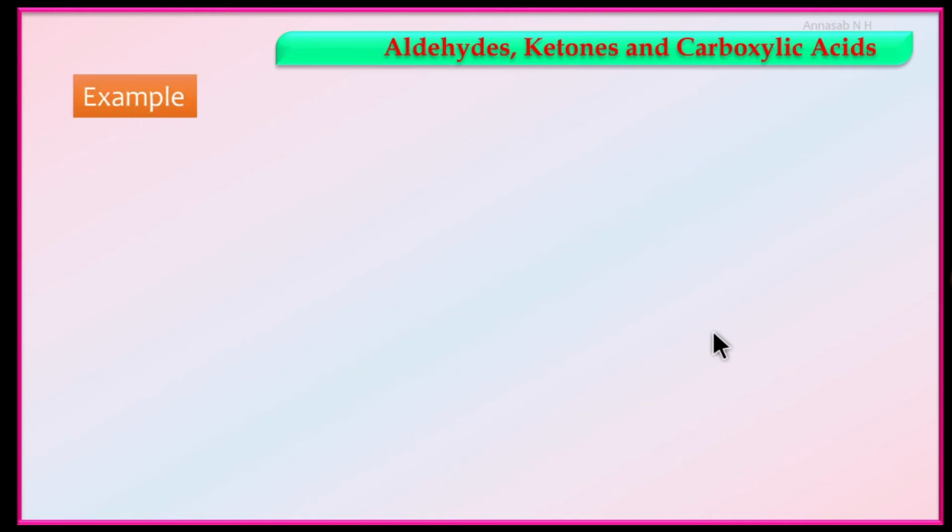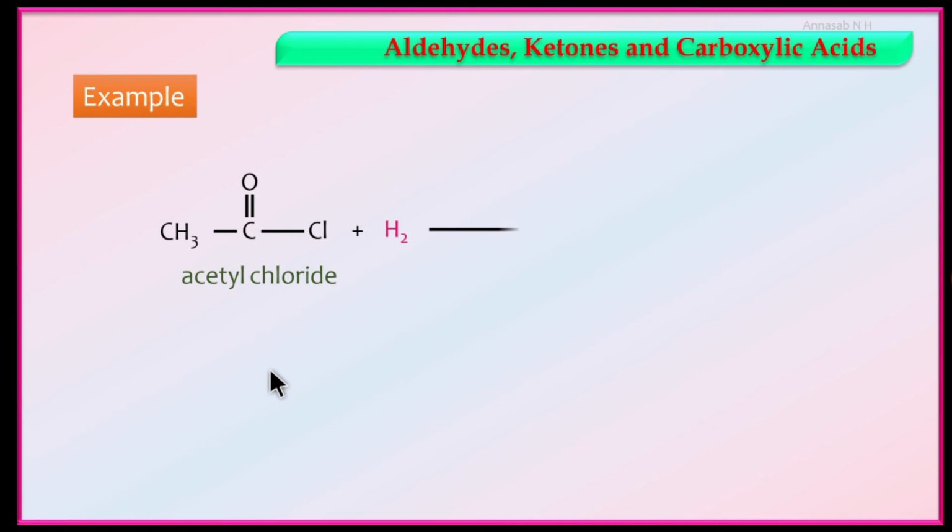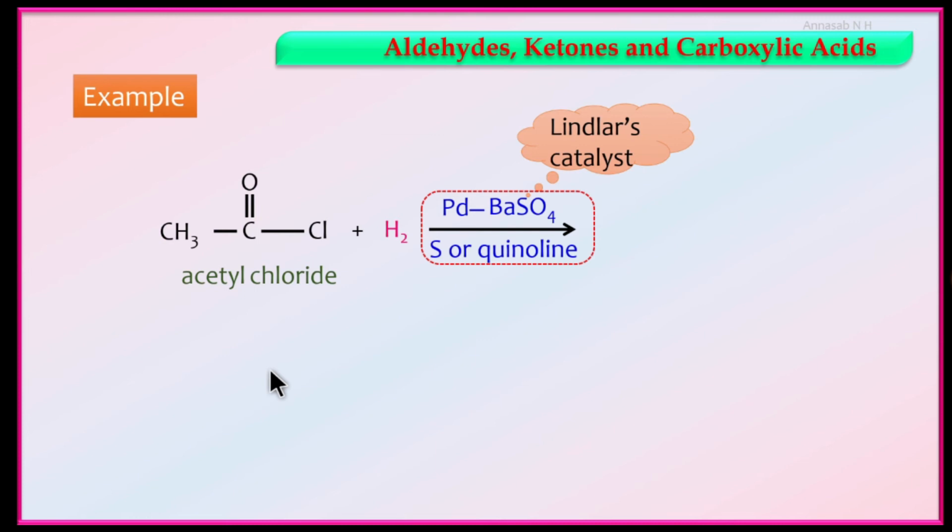Moving further, example CH3COCl. We can take any alkyl or aryl group in this CH3 place. Name of the compound is acetyl chloride, which undergoes the addition of hydrogen in presence of Lindlar catalyst, that is Pd in presence of BaSO4, sulfur or quinoline. The product is going to form by breaking the carbon-chlorine bond and the addition of hydrogen. That leads to the formation of HCl as byproduct and CH3CHO, acetaldehyde, is going to be formed.